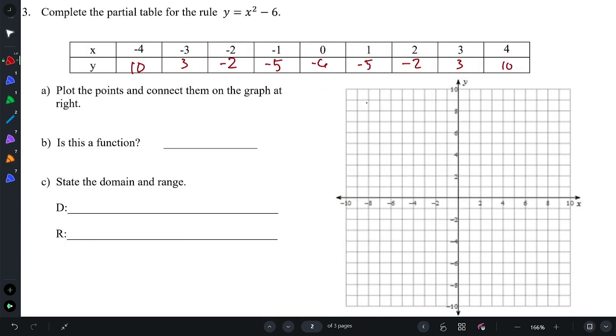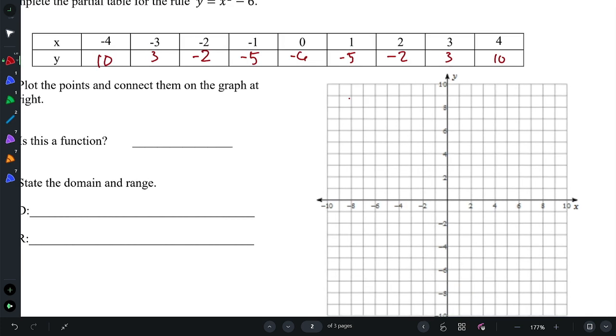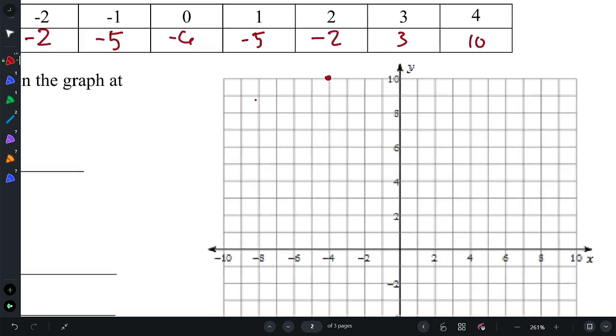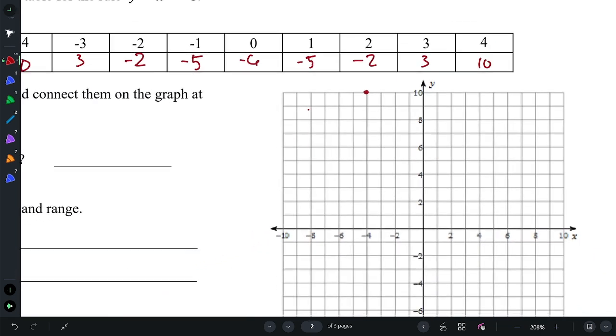So it says, complete the table. I did it. Now plot the points and connect them on the graph at right. Okay, so I'm going to begin with -4 being up at +10. So I've got this spot here. Beautiful. The next spot I have is that -3 is going to 3. Okay. And then I've got -2 is going to -2.